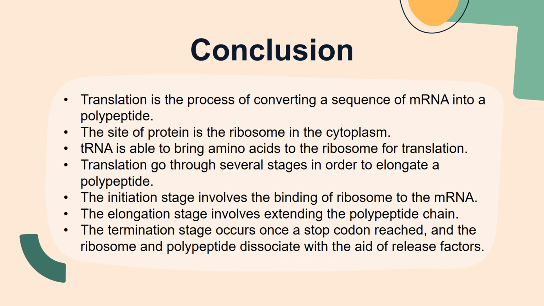The first stage is the initiation stage, which involves the binding of the ribosome to the mRNA. Second is the elongation stage, which involves extending the polypeptide chain. And the last stage is termination. It occurs once a stop codon is reached and the ribosome and polypeptide dissociate with the aid of release factors.